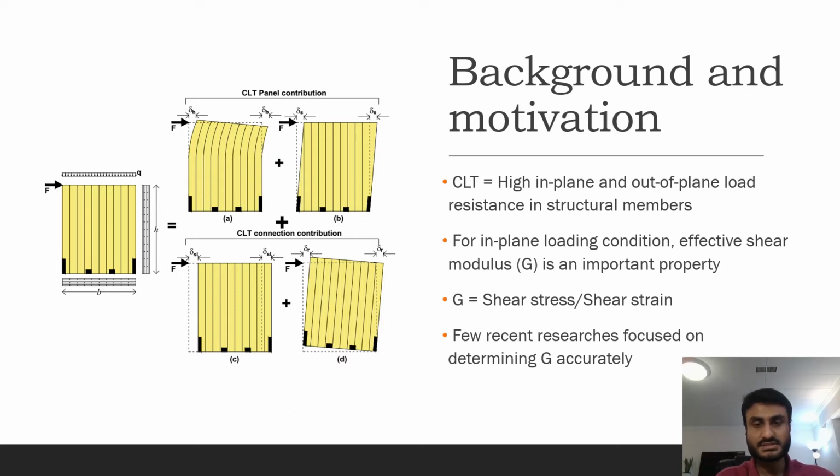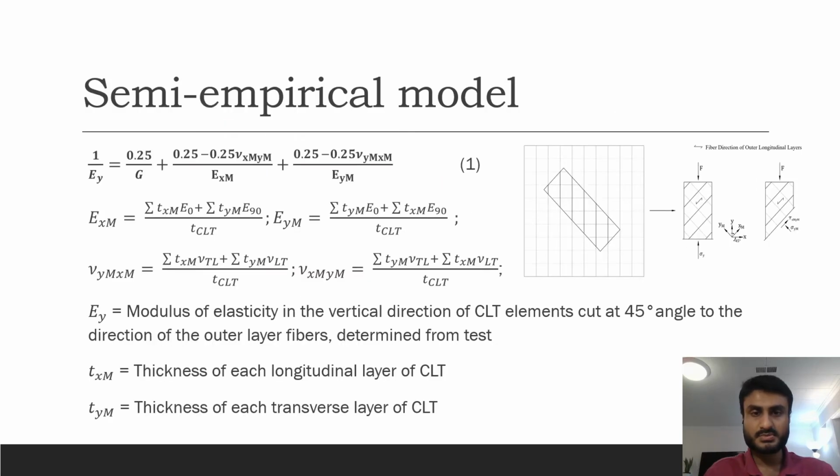Quite a few researchers have looked into determining the shear modulus of CLT. However, some of them require large-scale tests and complicated test setup. In this research, a modified and improved method for determining the shear modulus is proposed, which is also simple and convenient. The proposed modified model's final form is given by equation 1. Shear modulus G can be determined by solving equation 1 of the proposed model.